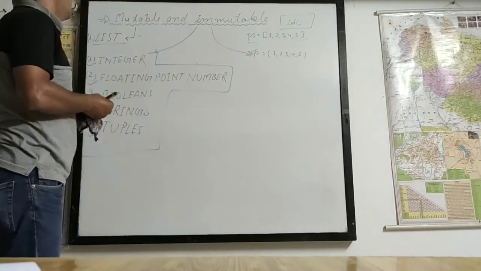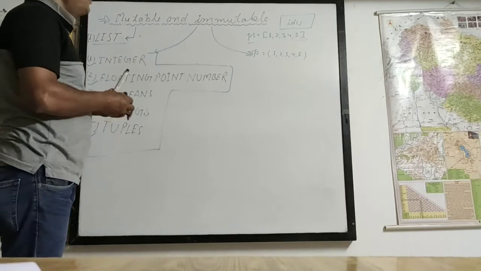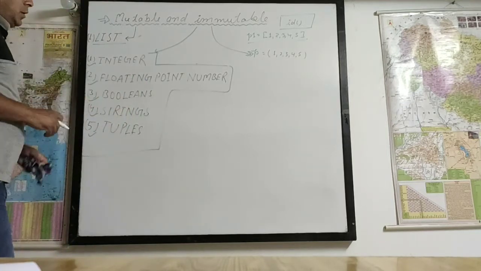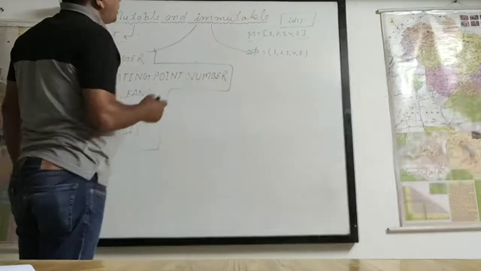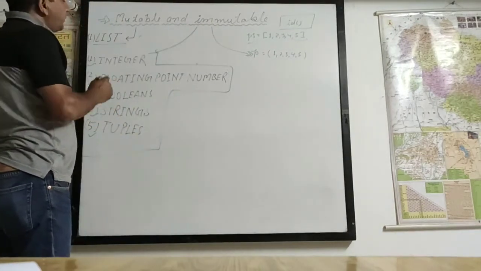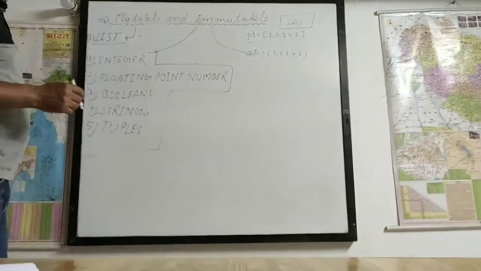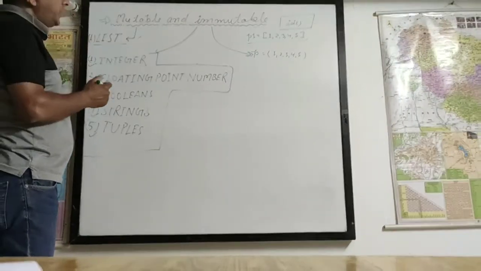Mutable and immutable are the two kinds of data types present in Python. Mutable means modifiable, and immutable means not modifiable.